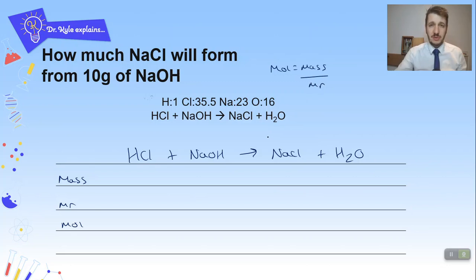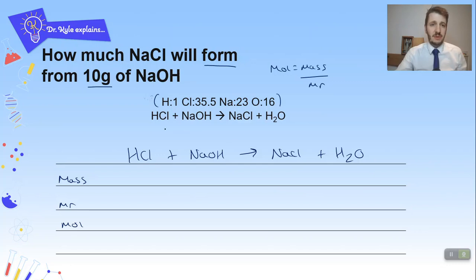Now the reason we're using that equation is because it's telling us how much NaCl will form from 10 grams of NaOH. So we've got a mass there. It's asking us how much is going to form, so the question is asking us to work out a mass. And we're also given the Mrs here or the Ars here in order to be able to work out our moles. So that's how we know we're going to use this equation.